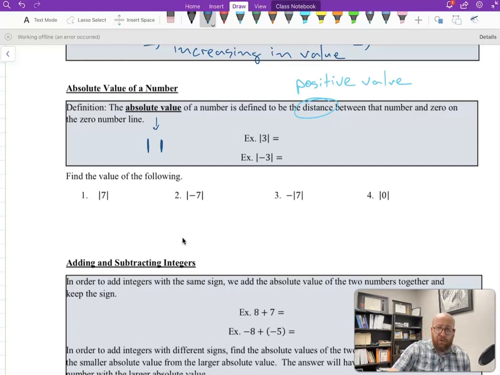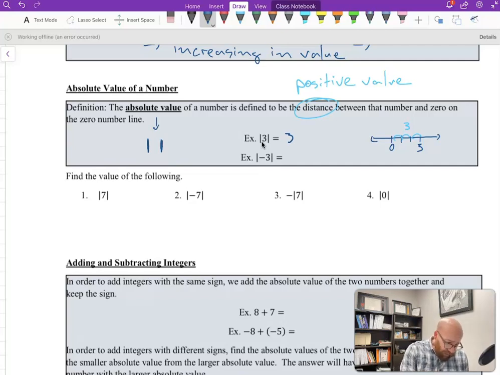So for this first example, the absolute value of 3, well, just for illustration purposes, here's a number line, there's 0, there's 3, and the question is, how far is 3 from 0? Well, if we count the spaces, 1, 2, 3, there's 3 spaces between 3 and 0, so the absolute value of 3 is 3.